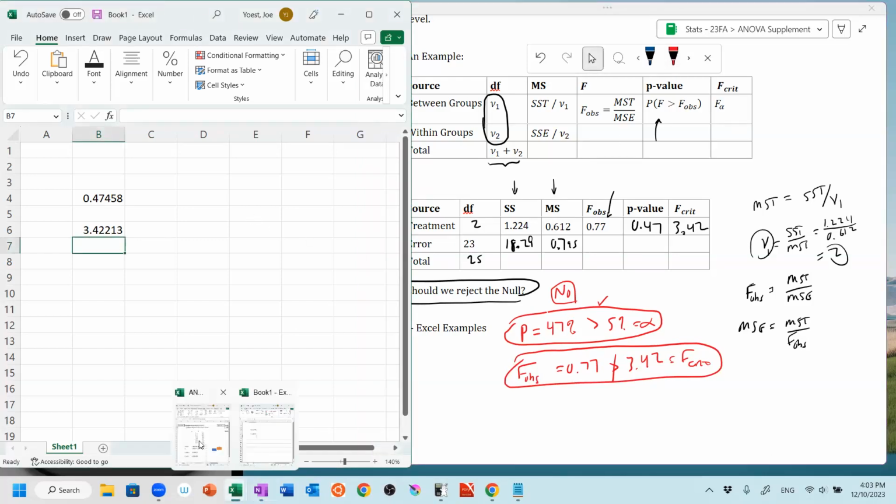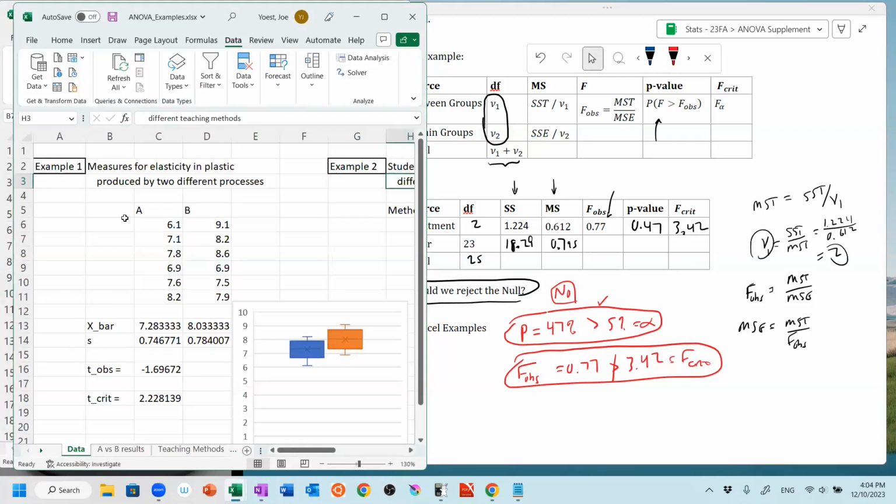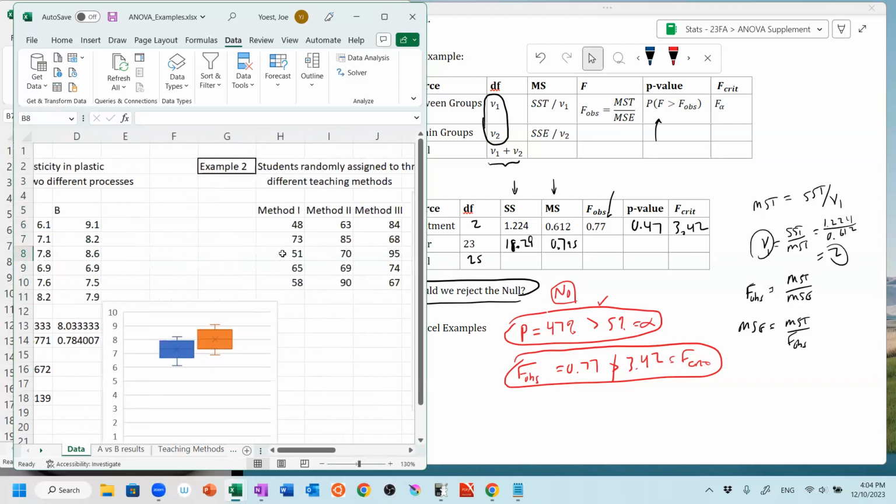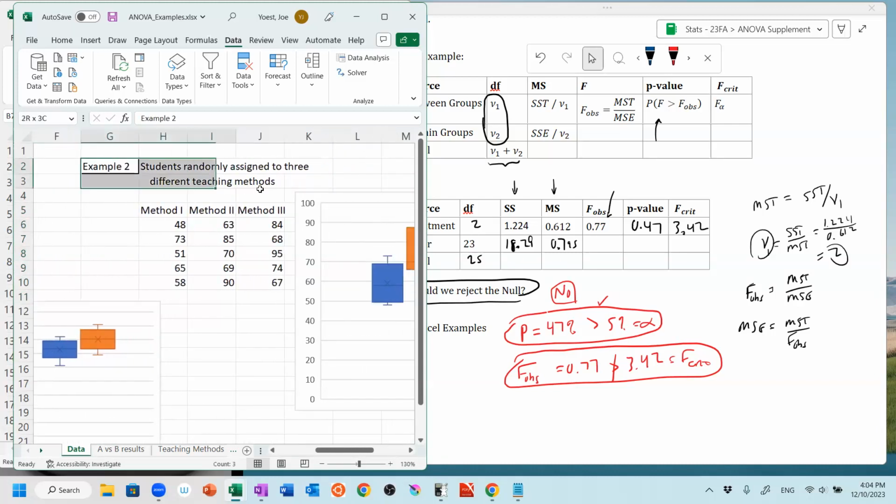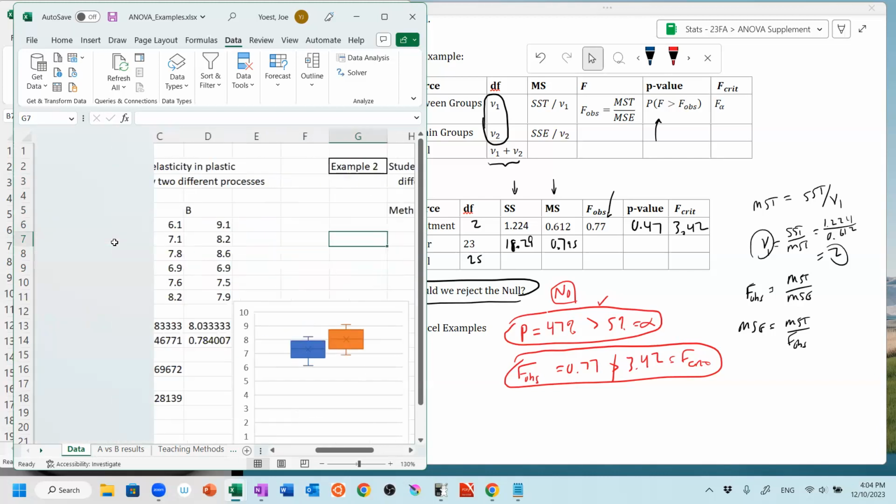All right, let's look at a couple examples in Excel. Here we have 2 examples. The first example is on measuring elasticity in plastic produced by 2 different processes. So we have process A and process B with their samples. And example 2 is students being assigned randomly to 3 different teaching methods, say their exam scores, with their results under each of the 3 methods.